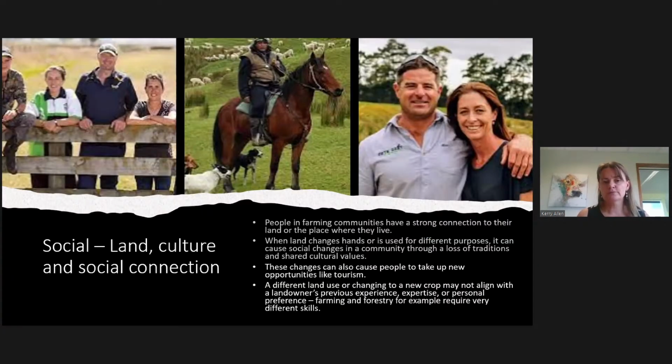So also, changing land use can cause some issues. Yes, they can give new opportunities, but sometimes families may not be very comfortable with changing land use because they don't have that expertise, or they have a personal preference. So if you've been sheep and beef and then it's going to be converted to forestry, that might cause some issues, both within your family but also within the community, because you lose those traditions that have occurred before and you're now going to have to make new ones.